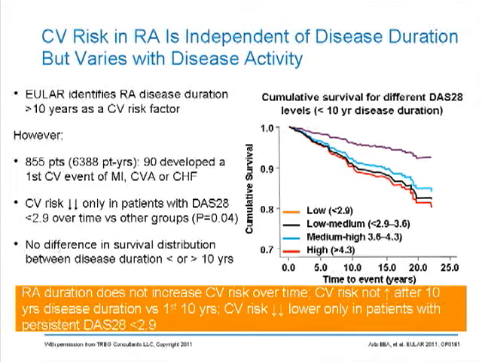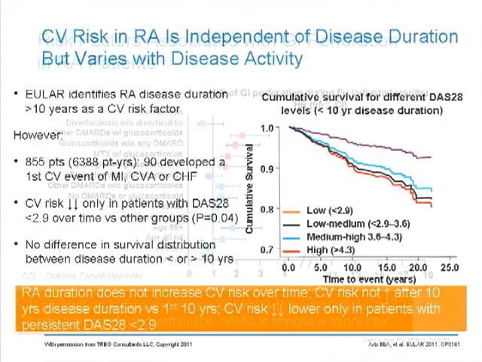It's incumbent upon us as rheumatologists to treat rheumatoid arthritis as aggressively as we can, safely, to obtain the best clinical outcome that we can, as this should decrease rheumatoid arthritis associated morbidity and mortality over time. So the conclusion here is that RA duration does not increase cardiovascular risk over time. It's not increased after 10 years disease duration versus the first 10 years, but it is markedly lower in patients who have a persistently low DAS.